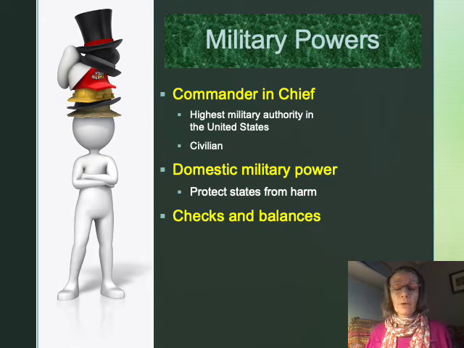Now, all the powers that we're going to be learning about in this lecture, we're going to talk about how at least the vast majority of these powers have some checks on them. And so, putting that in the category of checks and balances.